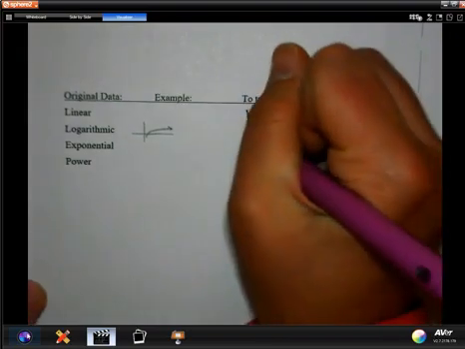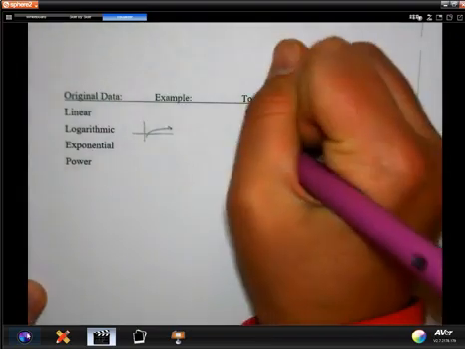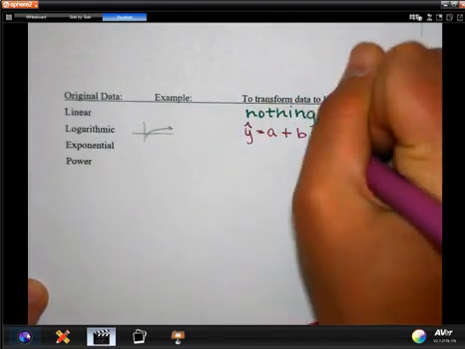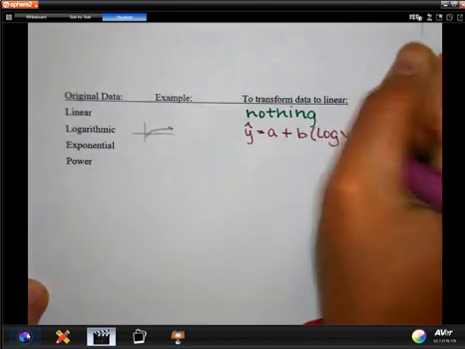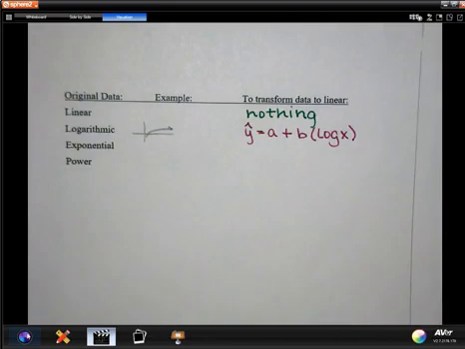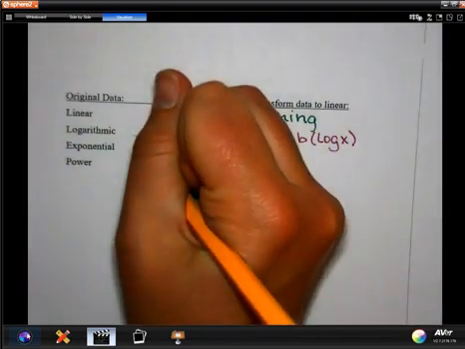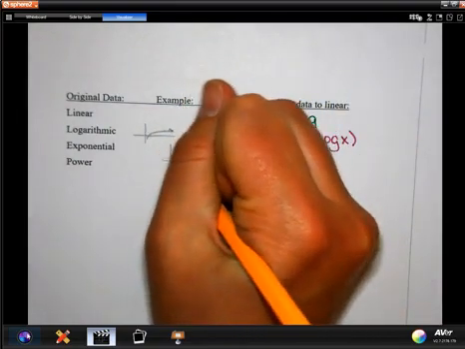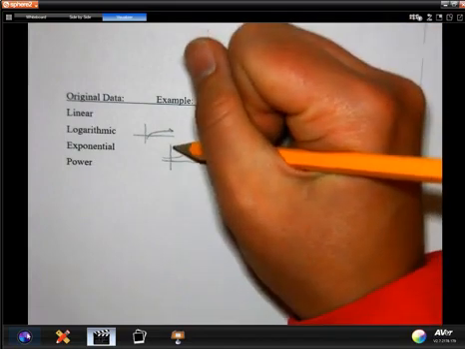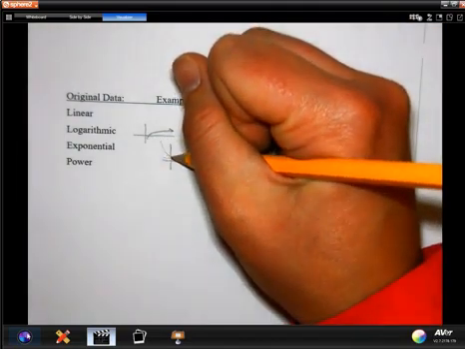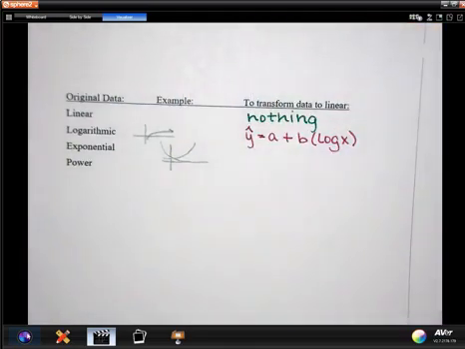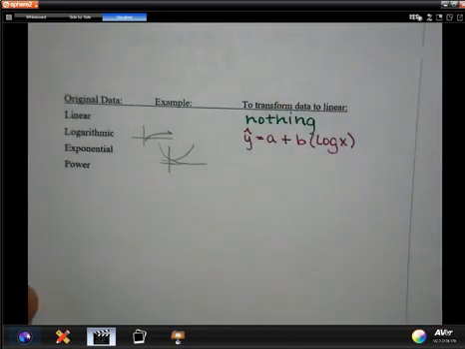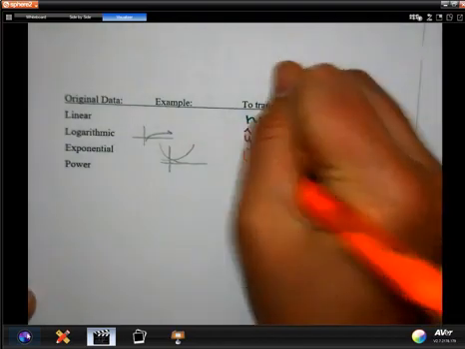So what you want to do to transform the data is you want to take the log of x. So you'll end up with a plus b times log of x. If it's exponential, I should have put more space in between these, I apologize. Exponential, that could be like that. It could go this way, that's exponential decay. What you want to do there is take the log of y, which is what we looked at yesterday.